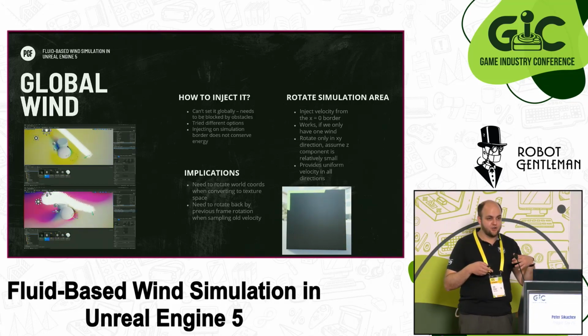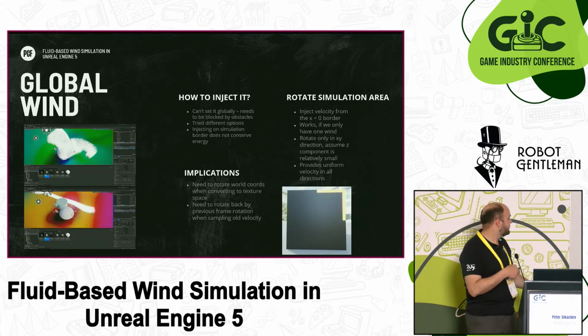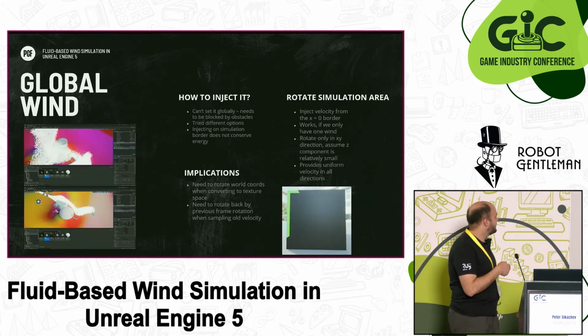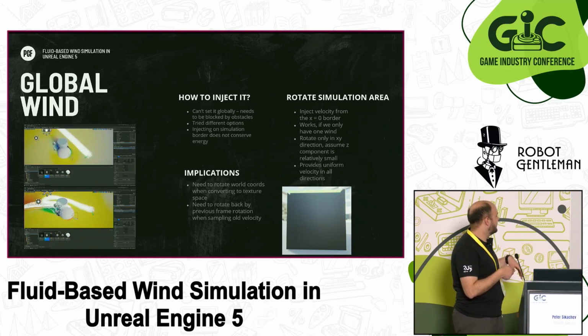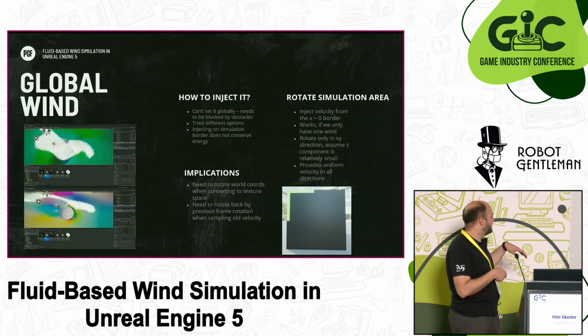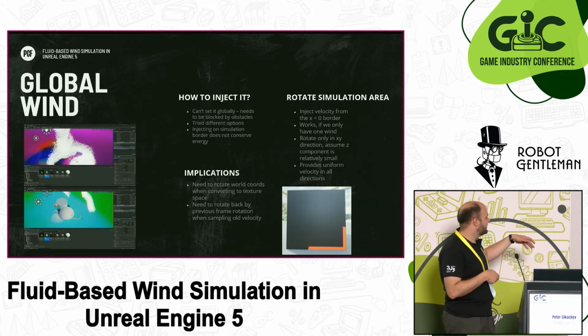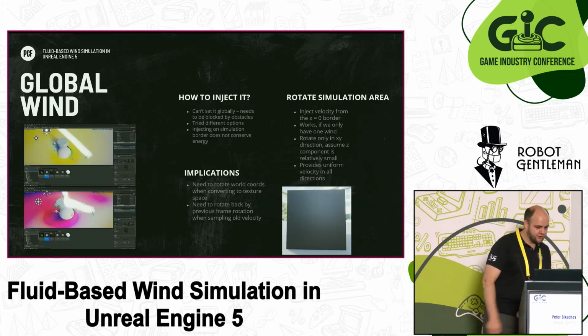In case of a rotation, we need to rotate back by the previous frame rotation. Here on the top, we are not doing it, and you can see the moment we rotate the wind, everything rotates, and it's kind of hectic. At the bottom, we're doing that, and basically when you rotate the wind, you see this delay when the wind starts blowing from the next direction.